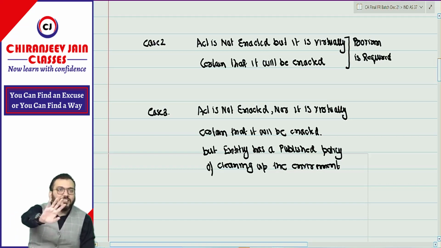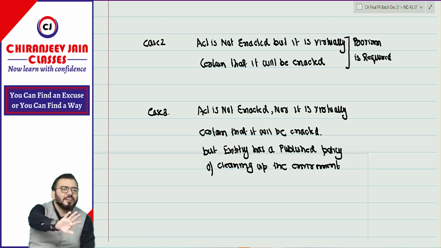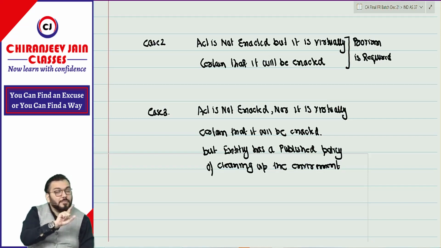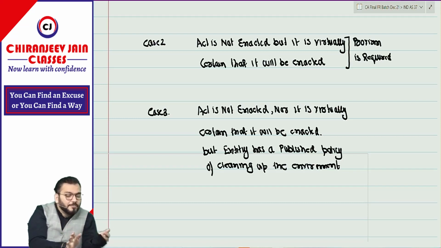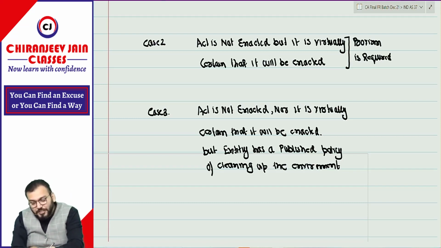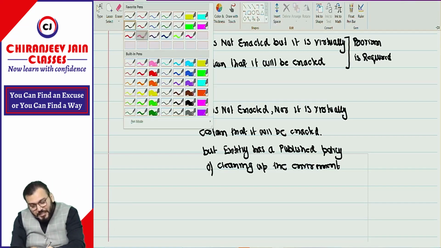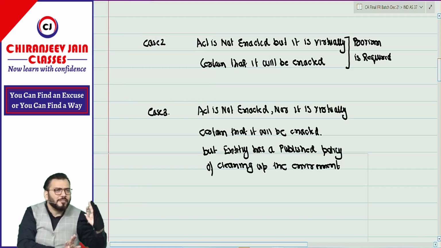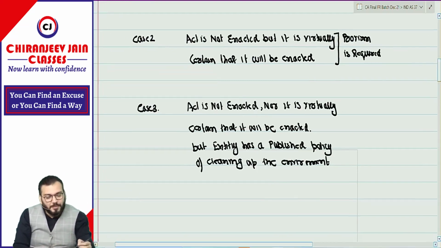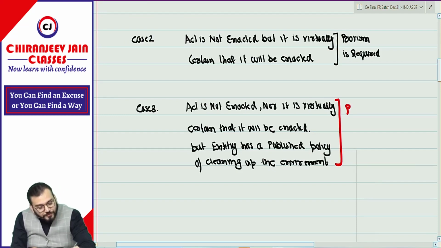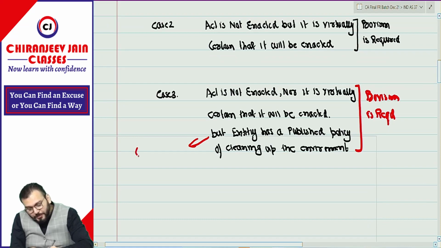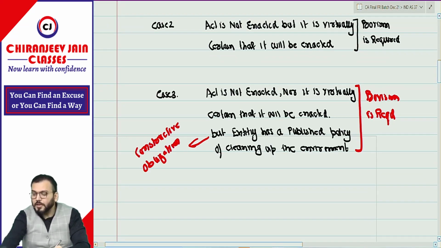It means the Act is neither enacted nor is it virtually certain that it will be enacted. But they have a published policy of cleaning up the environment, which means there is a legal or constructive obligation. So whether provision is required? Yes, provision is required if outflow is probable. If outflow is probable, correct? So yes, provision is required. Why is it required? Because there is a constructive obligation. Understood?